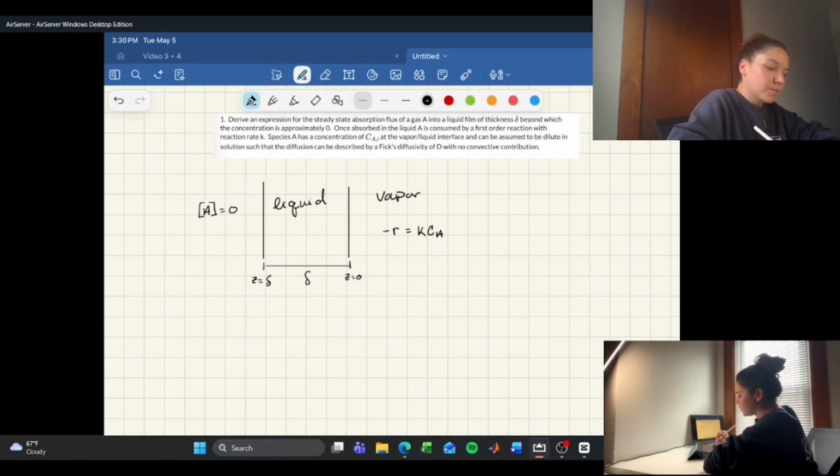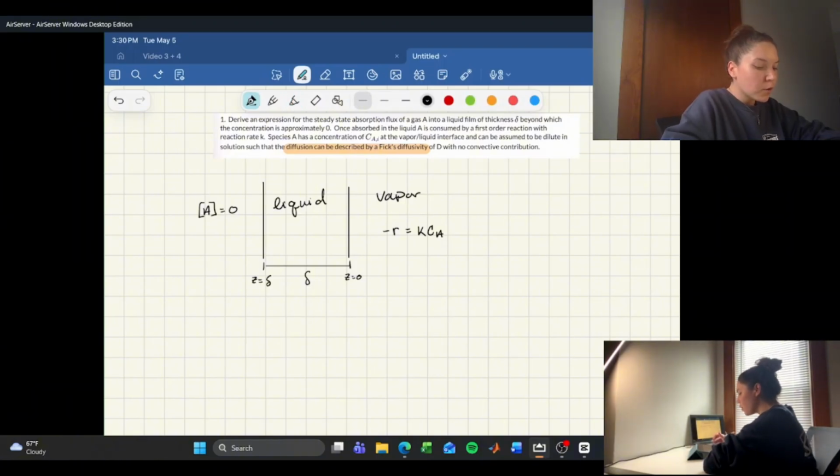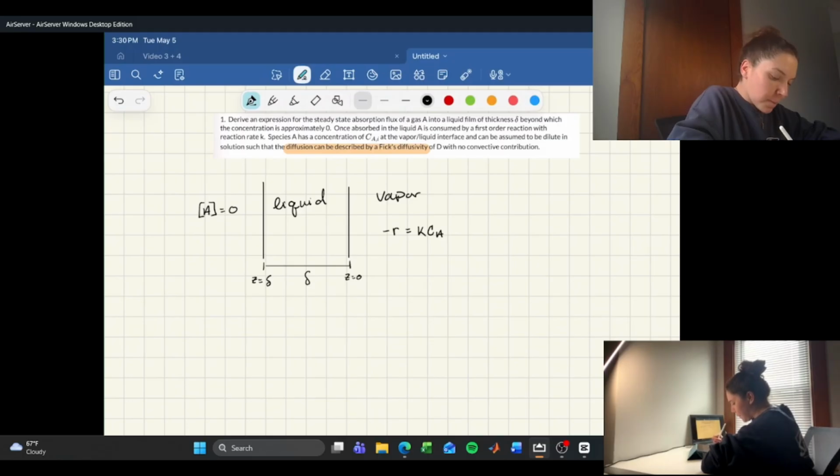And then to solve this, it says here that the diffusion can be described by Fick's diffusivity. So let's use Fick's law. We're going to say that the molar flux of component A is equal to the negative diffusion coefficient of A through B times the change in concentration of A over the change in position.